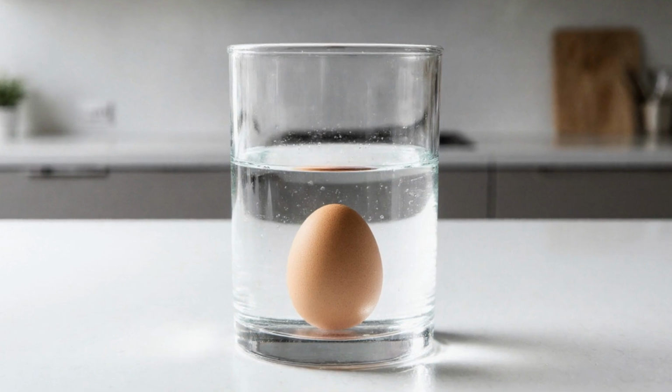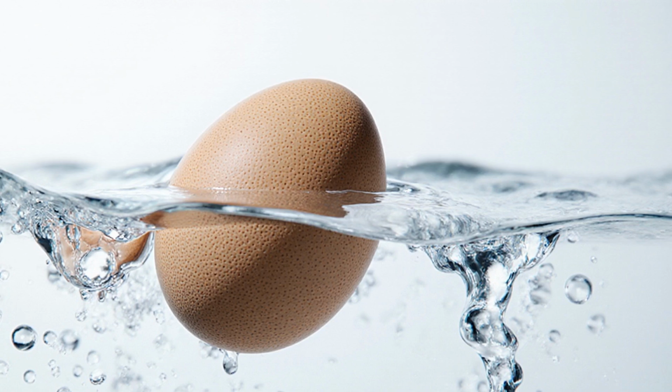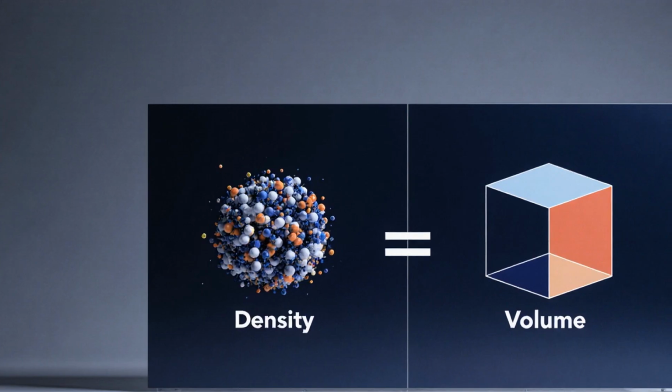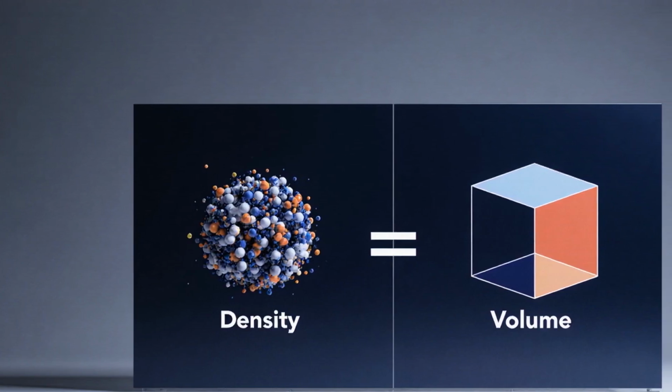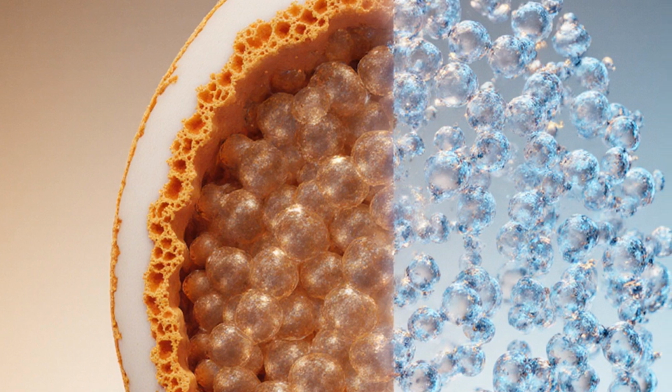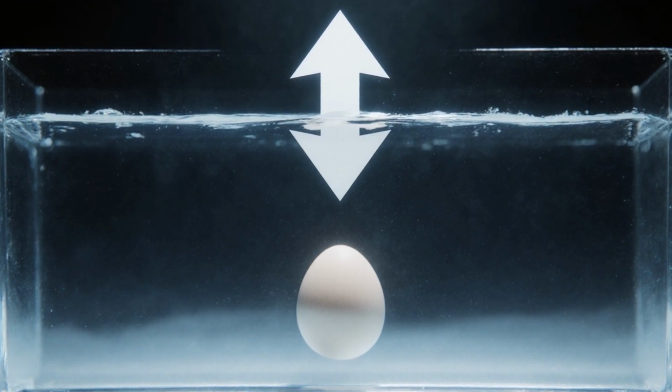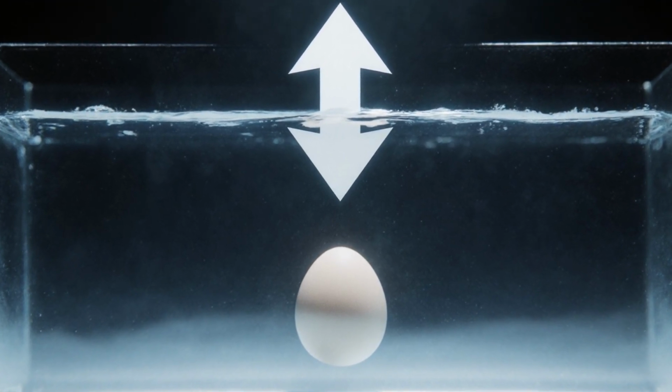An egg placed in plain water will sink to the bottom. This occurs because the egg's density is greater than that of the water. The egg contains more mass packed into the same volume compared to the water. Therefore, the gravitational force acting on the egg is stronger, causing it to sink.